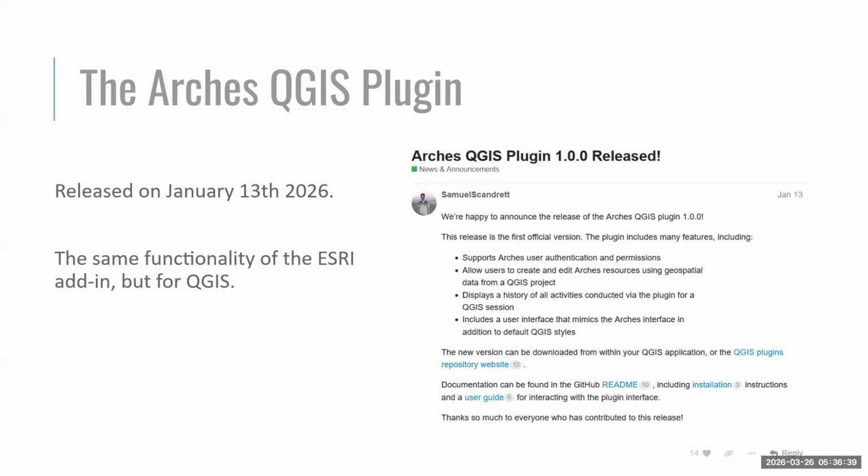So like I said, the QGIS plugin was released on the 13th of January this year. It shares the same functionality as the Esri one, but for QGIS. Now, that's likely not always going to be the case, as I've got a roadmap at the very end to show you what we've got planned for the future. But right now, both do the same bits of functionality in the sense that you can authenticate with Arches, you can create resources, edit resources, etc. And I'll show you that in a second.